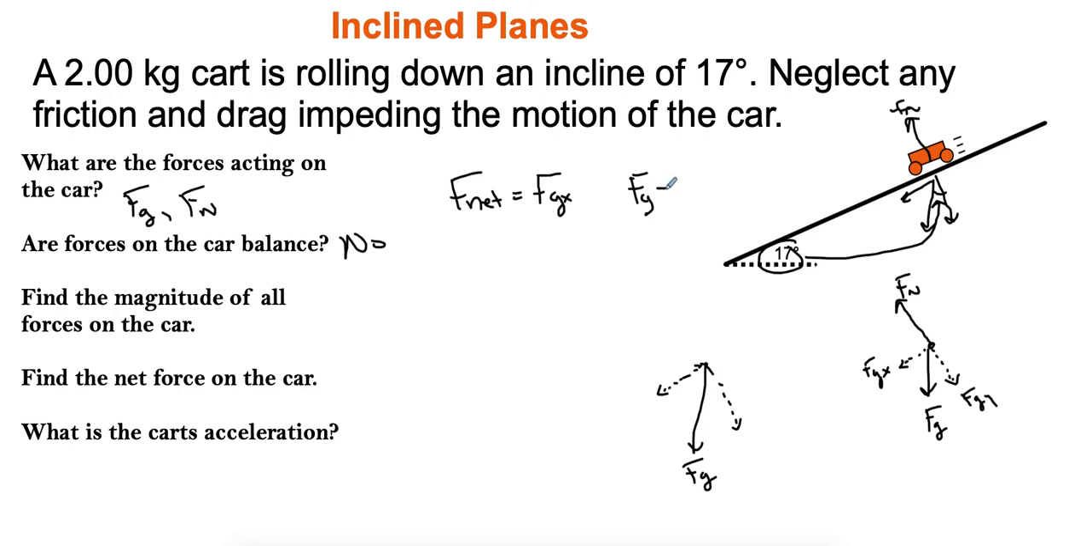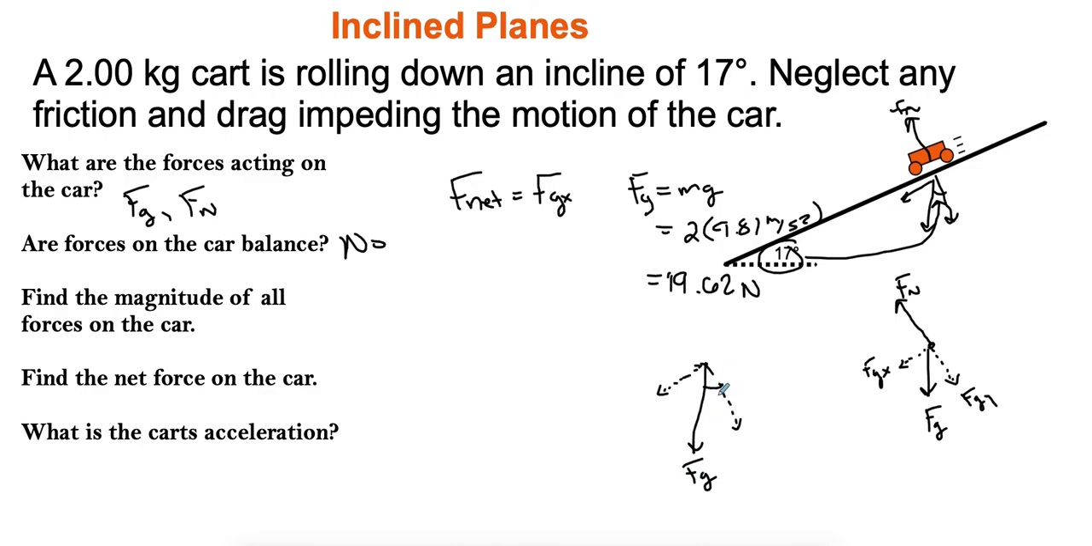Force of gravity, that's just going to be mass times gravity. So that would be 2 times 9.81 meters per second squared. So that's going to be 19.62. Oops, that should be newtons. Okay, so we have 19.62 newtons pulling down.